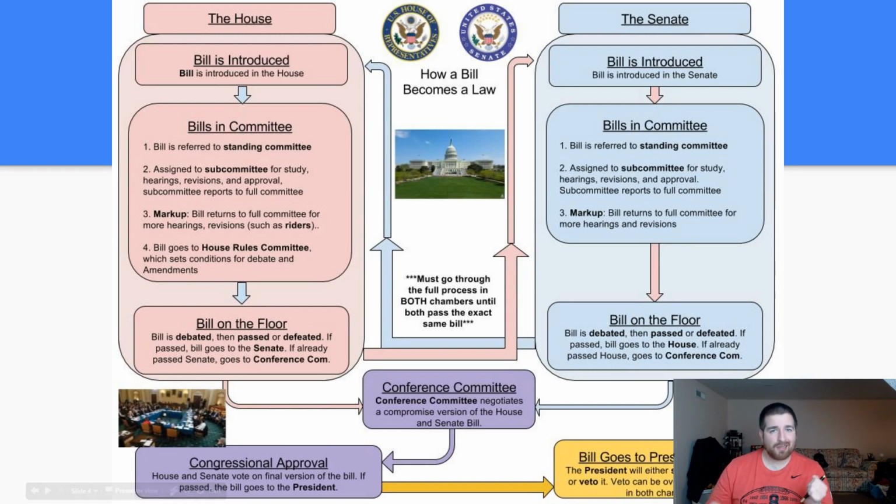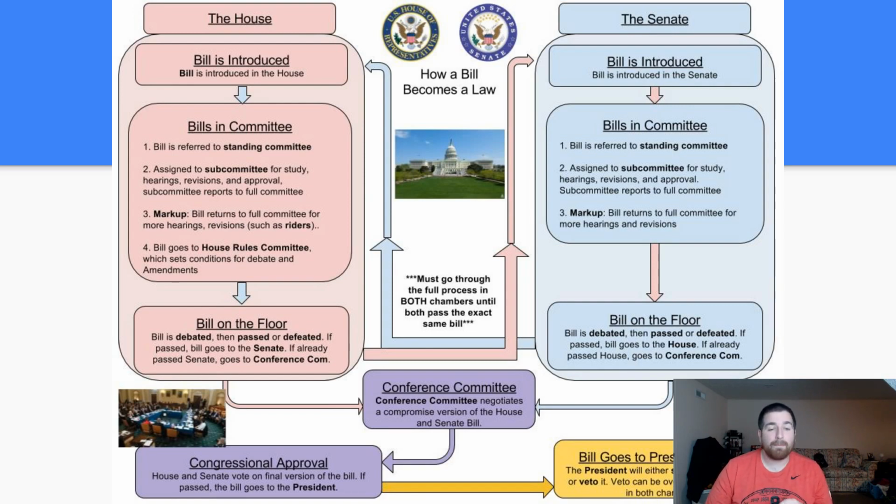This can be things like how long the bill will be discussed, how much time the bill has to be presented, and if the opposing party wants to counter what is being written in the bill and propose an argument for why the bill should be rejected, they can be allotted time to propose that argument too. So the bill goes to the floor, the bill is debated, then passed or defeated.